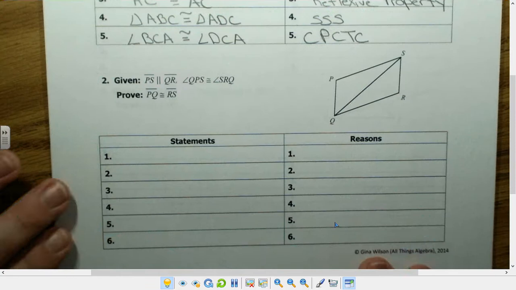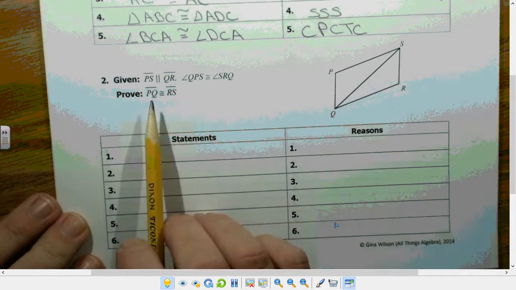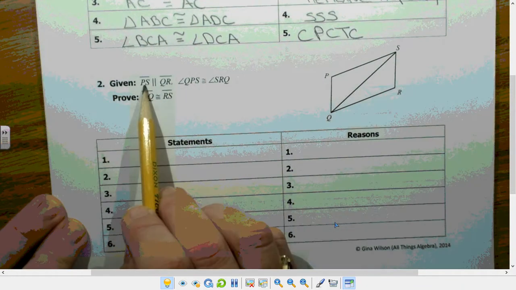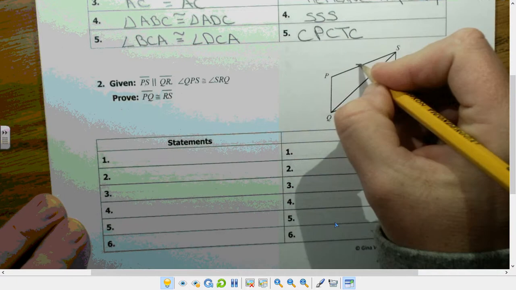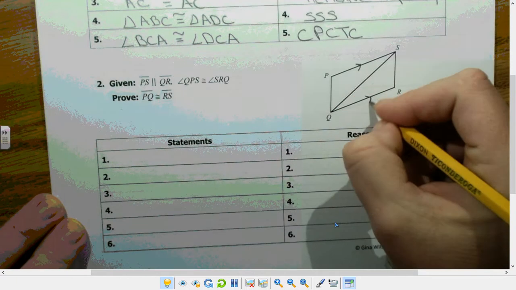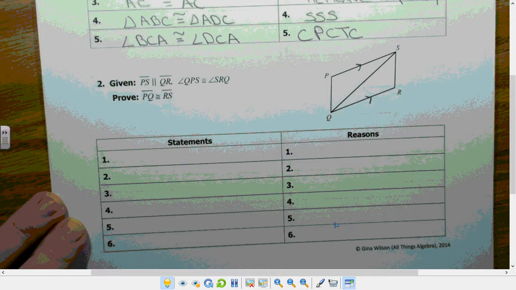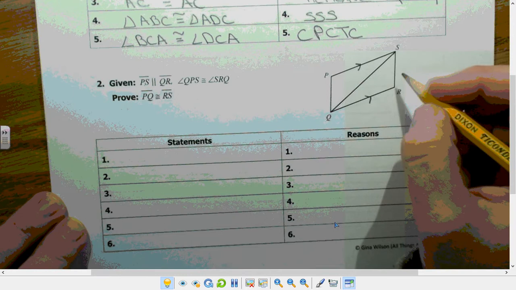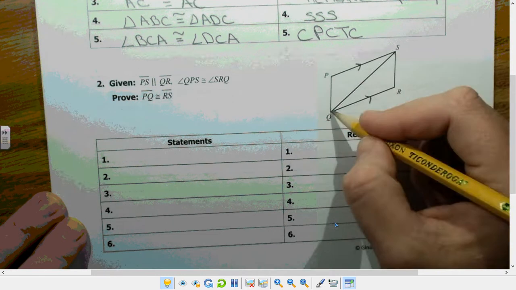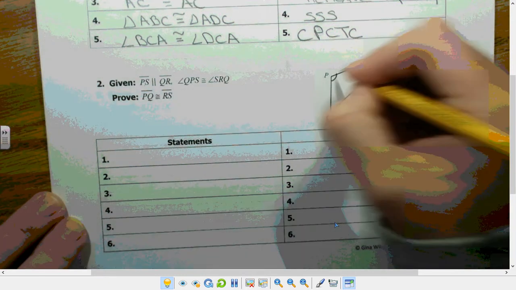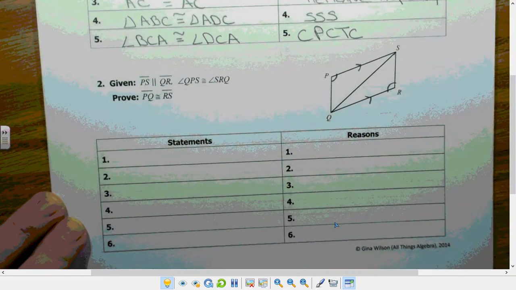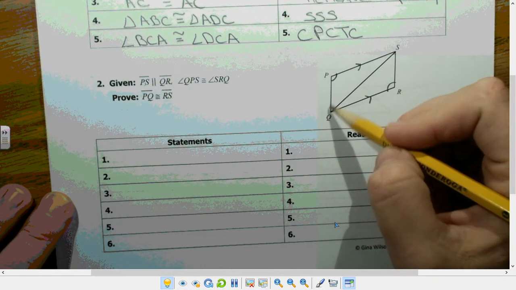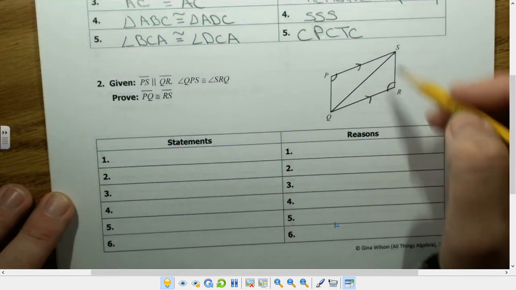Again, we're going to start by looking at our given information and marking up the triangle. We are given that PS is parallel to QR. We're also given that angle QPS is congruent to angle SRQ. So these two angles are congruent to each other. We need to prove that PQ, the side right here, is congruent to RS.